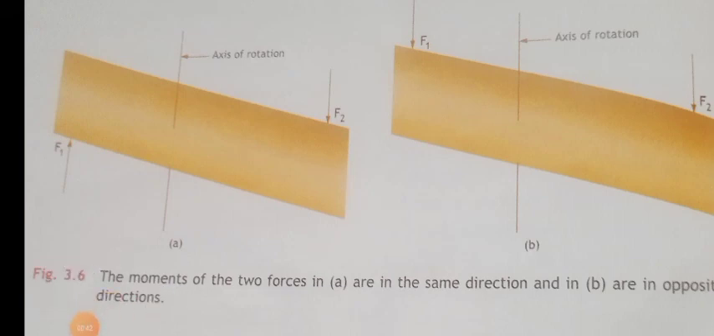And if the effect of the force is to rotate the body in the clockwise direction, then it is called clockwise moment, and it is taken to be negative. You understood? If the force applied makes the body rotate in an anti-clockwise direction, then the moment of force is also anti-clockwise, and it is a positive quantity.